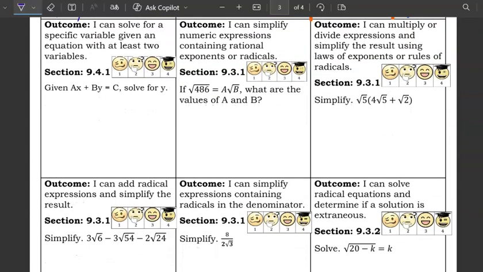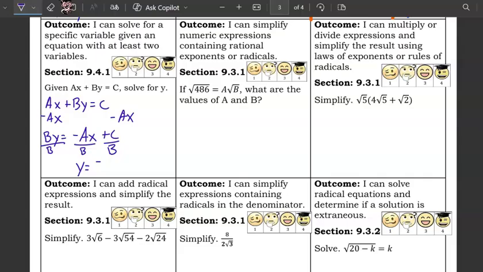Outcome: I can solve for a specific variable given an equation with at least 2 variables. Given ax plus by equals c, solve for y. So we will write the equation, move the ax to the other side, and divide each term by b. y equals negative a over b times x plus c over b.